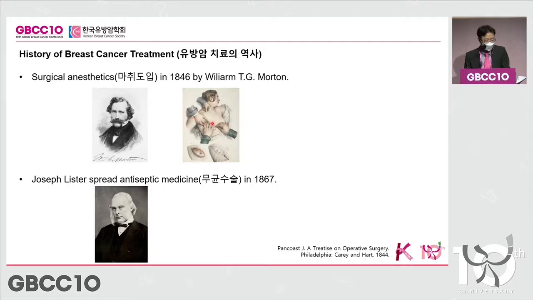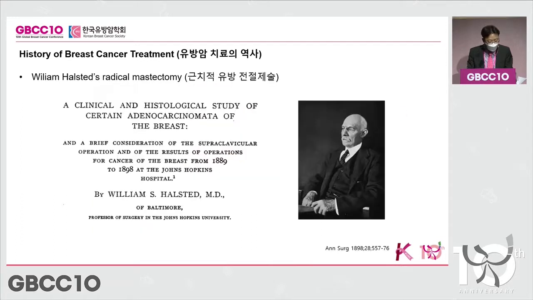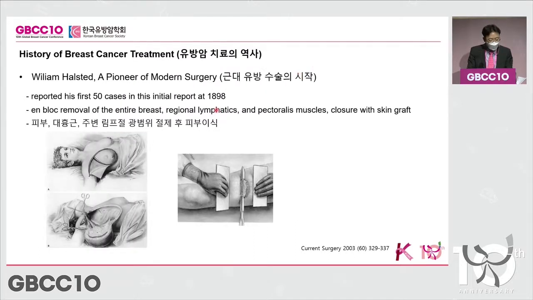However, in 1867, there was a major advancement as antiseptic medicine was introduced. I know that Professor Kim mentioned this earlier, but it is with William Halsted that we see modern breast cancer surgery develop with the radical mastectomy. And as you mentioned earlier, it was indeed radical because they took out the skin area as well as many of the muscles surrounding the breast.